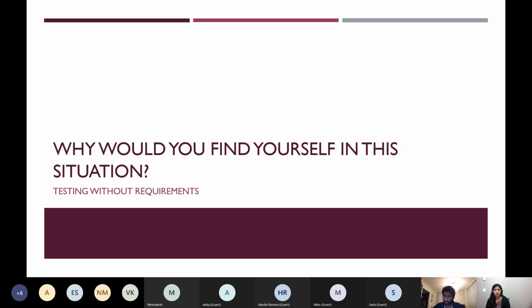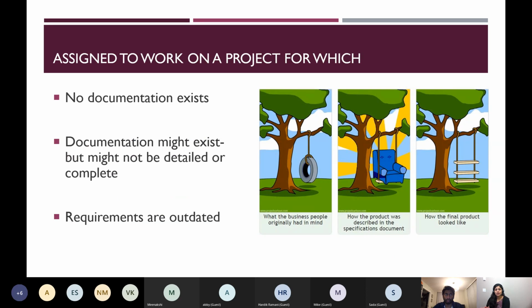All right, so let's talk about why we would stumble into this not so favorable situation. When I say us, I'm referring to the testers. Usually for us, we are a support function. So we support the project teams in their deliverables. And we often find ourselves assigned to a project for which either there's no documentation, or the documentation exists but might not be detailed or complete, or it could be outdated as well.